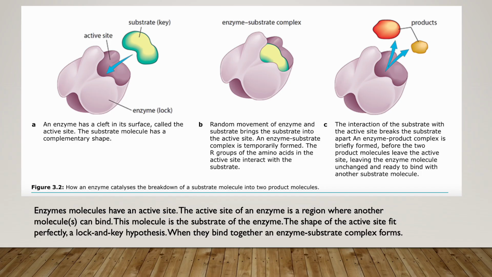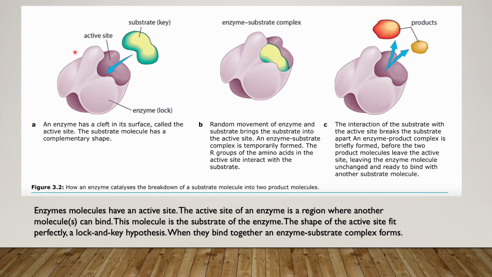Enzyme molecules, again, have an active site. The active site of the enzyme is a region where another molecule can bind. That's where the substrate is going to bind to it. The shapes of the active site and substrate fit perfectly together, which is known as the lock and key hypothesis. When they bind together, it's known as an enzyme substrate complex.